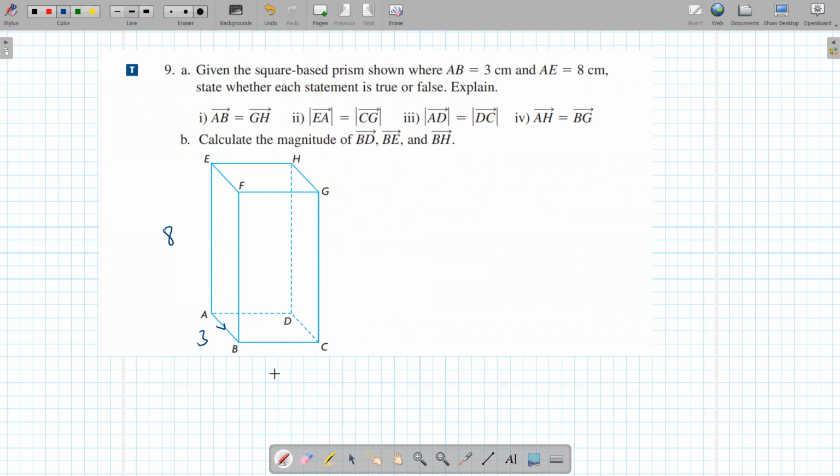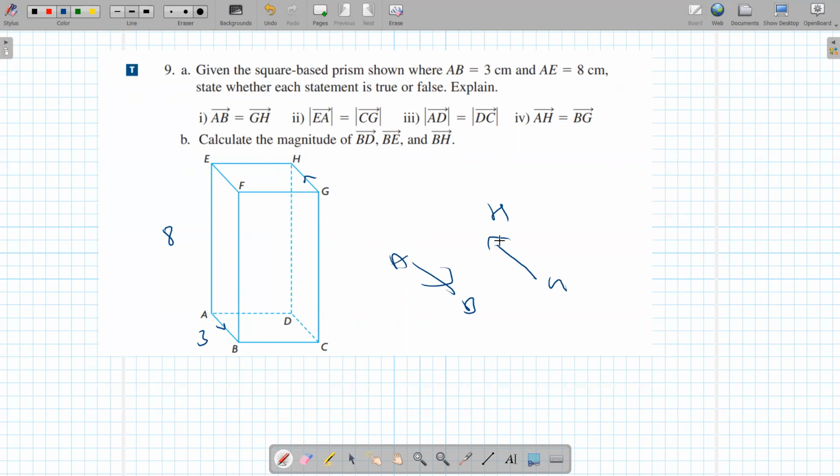Let's see if these are true. It's saying AB is GH. Do you agree? AB is the same thing as G to H, or no? That's a yes. If you pull it out, A to B is this. G to H is that. Are they equal?